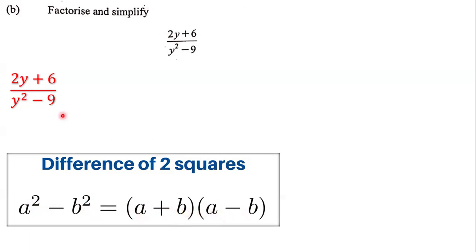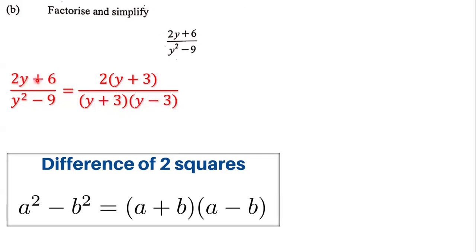So in a similar manner, we have y squared and we have 9. We take the square root of y squared, which gives us y. And you take the square root of 9, and the square root of 9 is 3. And so you add them and then you subtract them. So you have y plus 3 multiplied by y minus 3. And that's the difference of two squares applied to factorize this particular algebraic expression. And so we have y plus 3 multiplied by y minus 3, and that's the expression at the bottom.